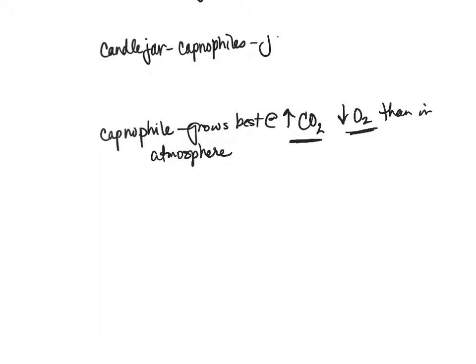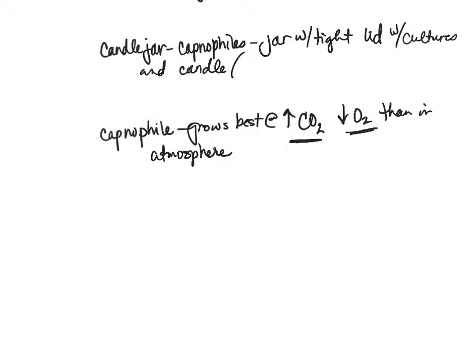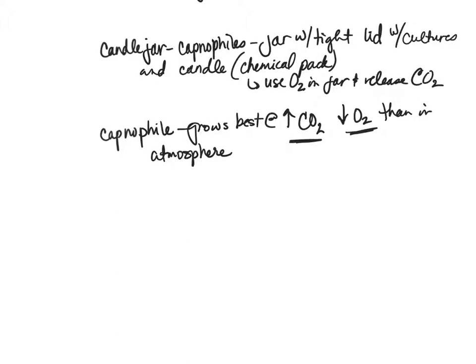So the candle jar is a jar with a tight lid so that oxygen doesn't get in, of course, with cultures and either a candle or a chemical pack, which is what is most often used now. The candle, or the chemical pack, is going to use the oxygen in the jar and then release carbon dioxide. So you put this little pack in there, oftentimes you get the pack wet, and then it starts to go through a chemical process of using oxygen and then releasing carbon dioxide. So inside of the candle jar, it has a very high amount of CO2, low oxygen, and then we get some organisms that grow best in that situation.